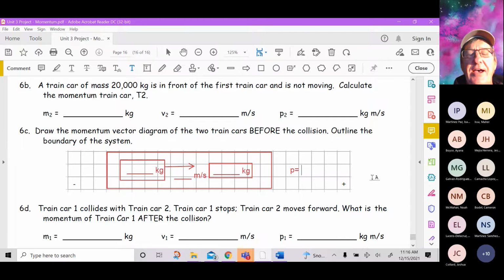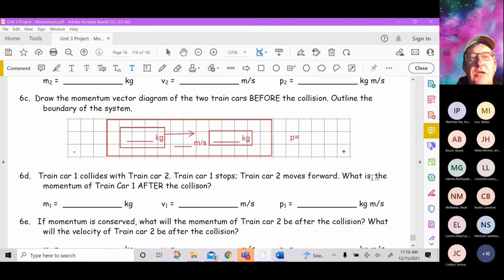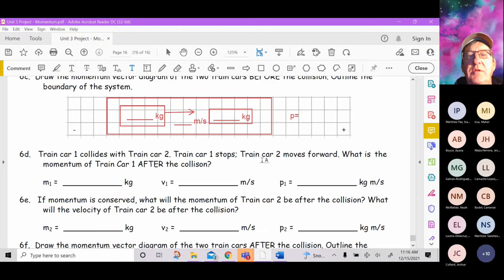And then they collide. And we want to calculate their momentums. Train car 1 collides with train car 2. Train car 1 stops. That's going to be handy. If it's not moving, that's going to make our math a lot simpler. Train car 2 moves forward. What is the momentum of train car 1 after the collision?